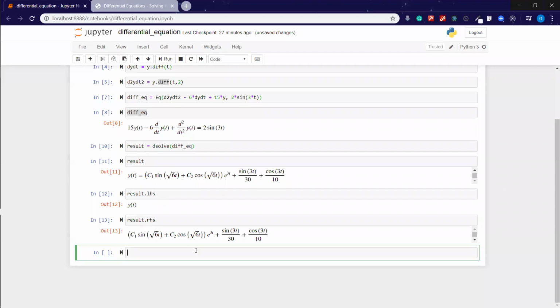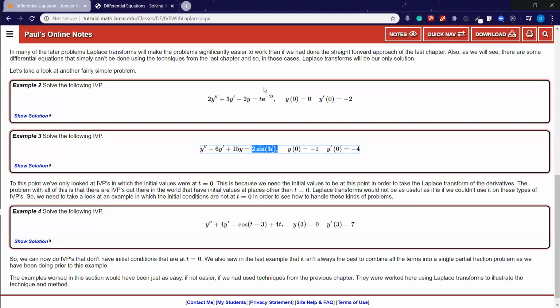So that means somehow, some way, I have to substitute t to be 0 into this equation and equate that to -1. That's for the first initial condition. For the second initial condition, I have to differentiate the results, substitute 0 for t, and equate that to -4. So that's what we'll try to achieve right now.